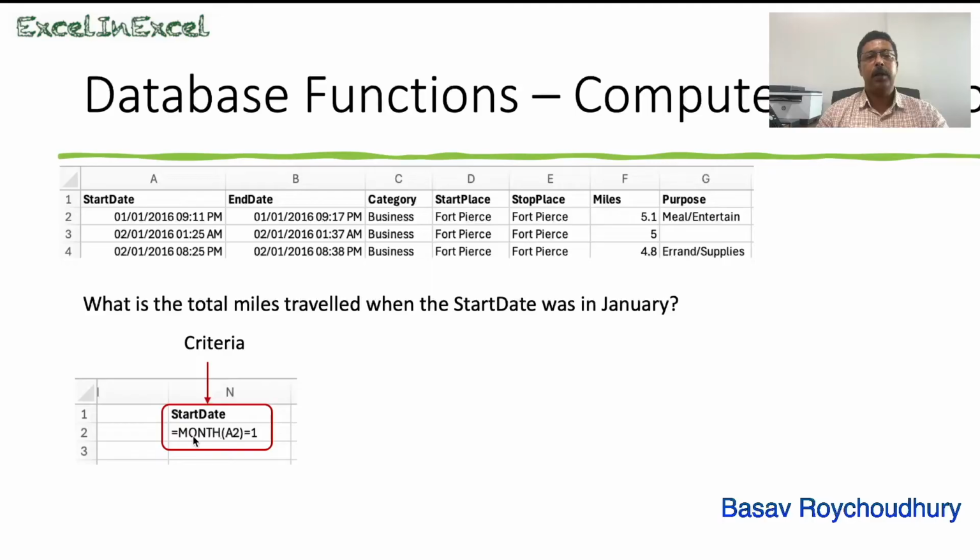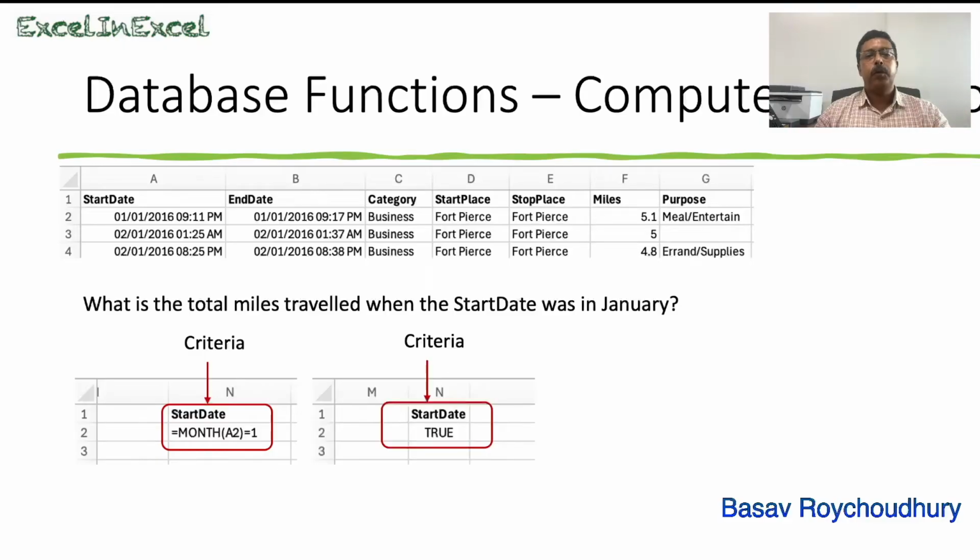of my criteria, I am writing equal to month of A2 equal to 1. Now, in this case, A2 is the date of January, and therefore that's equal to 1, and therefore it will be true. So when we type this in our worksheet, we will only see it as the result. We will not see the formula until and unless we make the formula visible. We would see the result.